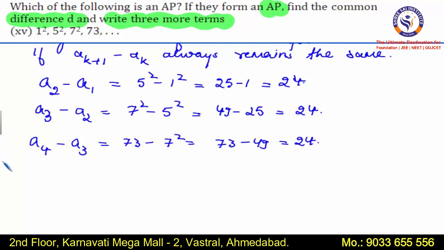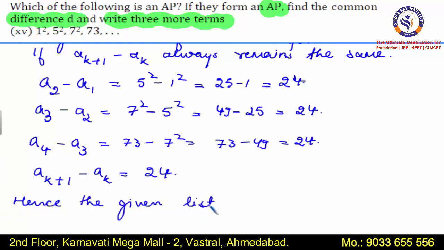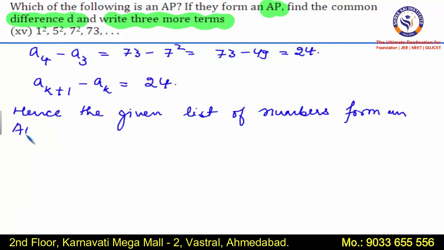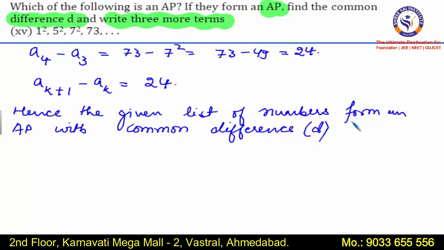Thus we see that the difference between any term and its succeeding term is always the same, and this is equal to 24. Hence we can say the given list of numbers form an AP with common difference, that is denoted by d, and that is equal to 24.